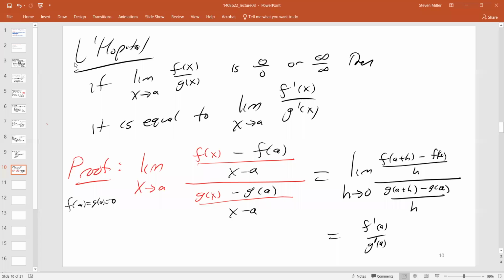This is the case of 0 over 0. Infinity over infinity is a little bit more work, but if I have 0 over 0, I can just subtract f of a and g of a. I haven't changed anything. I divide the numerator and denominator by the same thing, and I haven't changed anything. And I just take the limit.